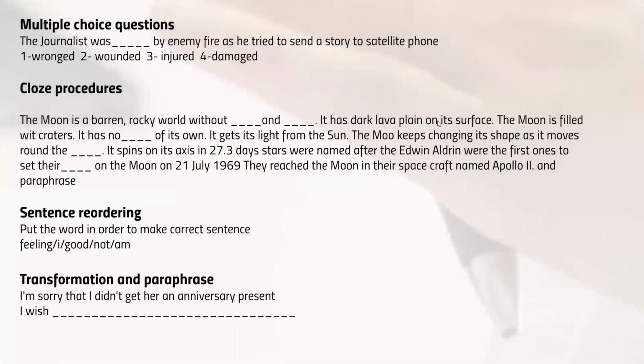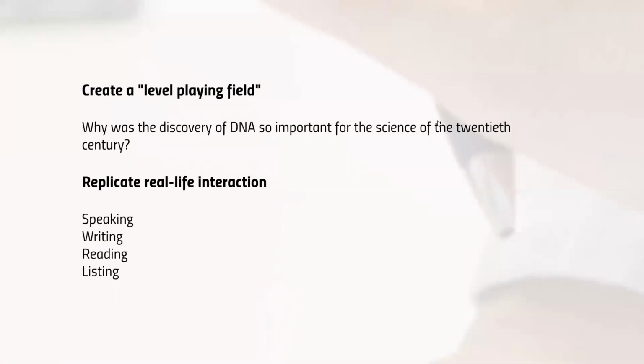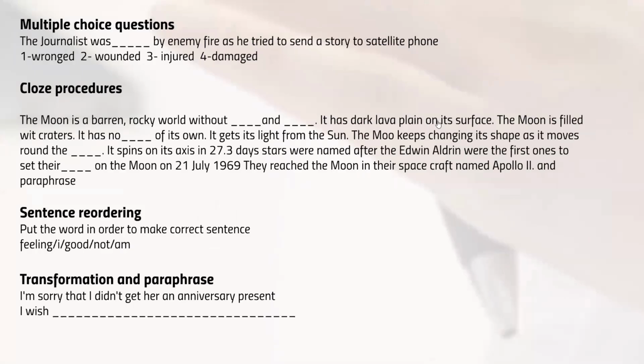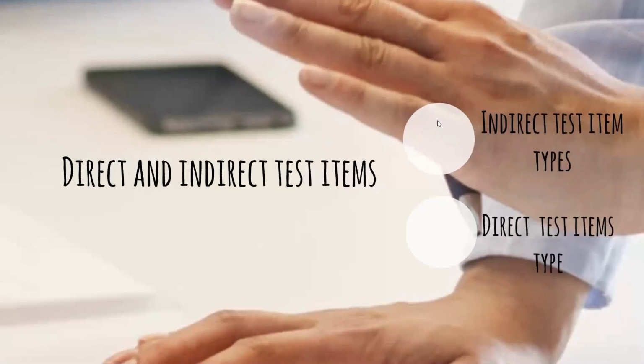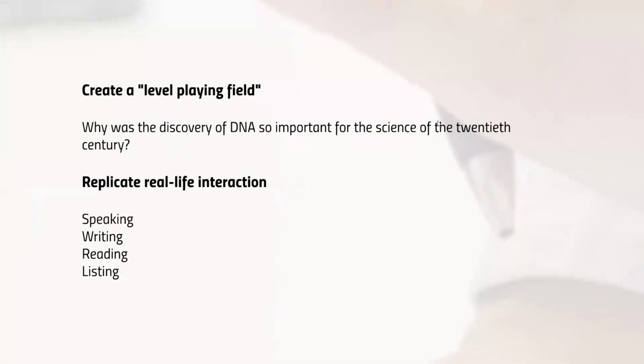In the indirect test items, we have the multiple choice question, which is very common nowadays. Then we have cloze procedures, sentence reordering, and transformation of phrases. And as we have the indirect test, we get the essence of these kinds of tests, which reflect the speaking, writing, reading, and listening skills, particularly and in a descriptive manner.